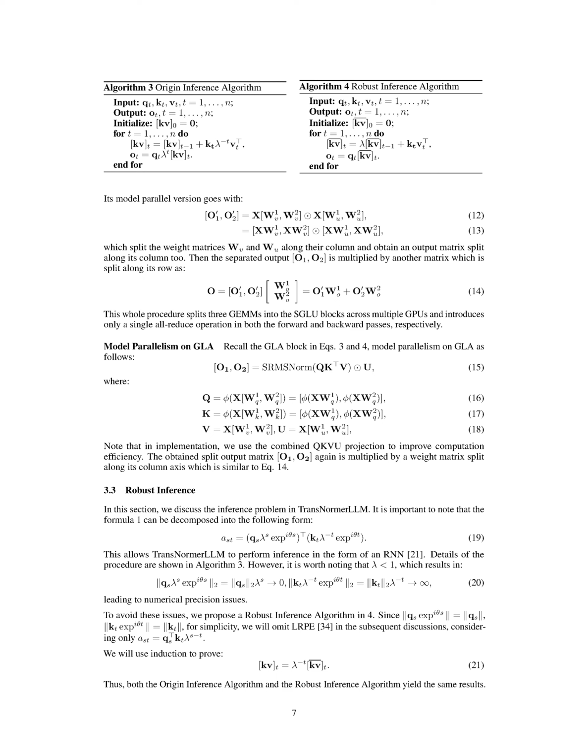Section summary. The model parallelism on SGLU involves splitting weight matrices and output matrices along their columns, resulting in 3 GEMMs being split into SGLU blocks across multiple GPUs. This approach introduces a single all-reduce operation in both the forward and backward passes. On the other hand, the model parallelism on GLA splits the output matrix and multiplies it with a weight matrix split along its column axis. The combined QKVU projection is used to improve computation efficiency. Additionally, a robust inference algorithm is proposed to address numerical precision issues in TransNormerLLM, ensuring that both the original inference algorithm and the robust inference algorithm yield the same results.